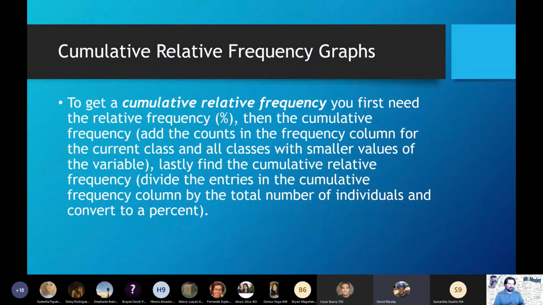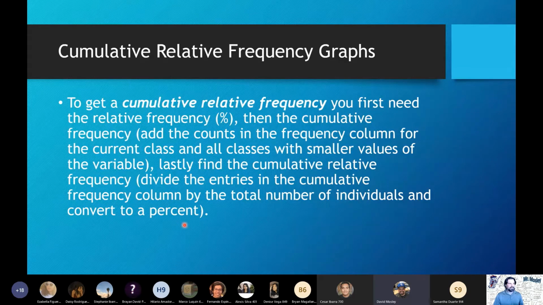This is a whole kind of mess of words here, but we're going to see an actual example of what this is in a moment. So now we're going to talk about the cumulative relative frequency and graphs of that. To get a cumulative relative frequency, you first need the relative frequency, which is a percentage, then the cumulative frequency: add the counts in the frequency column for the current class and all classes with smaller values of the variable. Lastly, find the cumulative relative frequency by dividing the entries in the cumulative frequency column by the total number of individuals and convert to a percent.